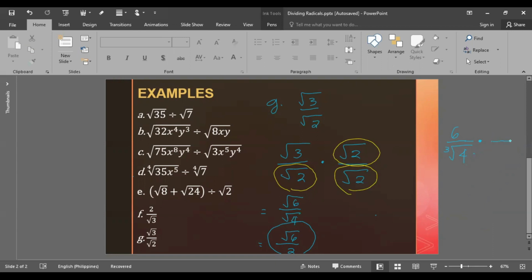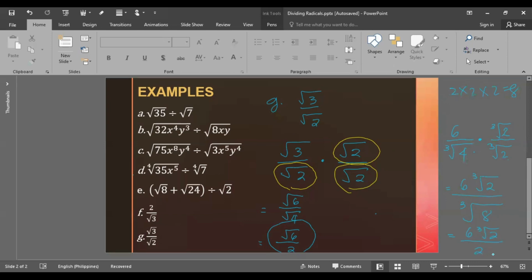So in this case, ano kaya ang pwedeng i-multiply sa 4 para magkaroon ng cube root yung radicand dito? It should be the cube root of 2. Because if you're going to get the product of this, it's 6 the cube root of 2 over the cube root of 4 times 2 is 8. And 8 has a cube root which is 2 because 2 times 2 times 2 is 8. So the answer here is 6 the cube root of 2 over 2.